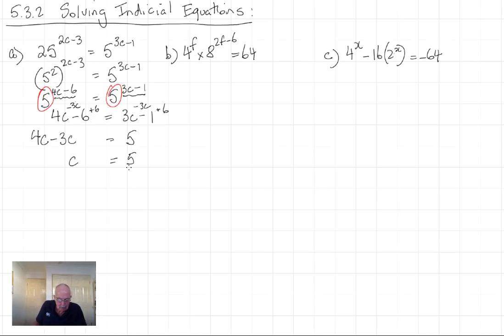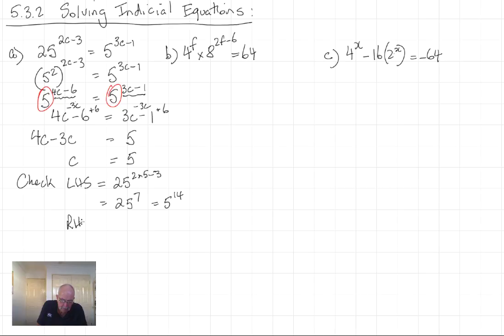And once again, we should go through and check. Left hand side, we're going to put c equals 5, and we get 25 to the power of 2 times 5 minus 3, and that's equal to 25 to the power of 7, which is equal to, now 25 is 5 to the power of 2, so that's 5 to the power of 14. So you've got 5 to the power of 2 to the power of 7, 2 times 7 is 14.